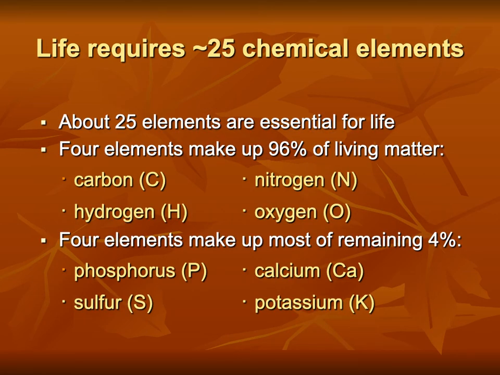Life requires essentially 25 chemical elements. About 25 elements are essential for all of life: carbon, hydrogen, nitrogen, oxygen, phosphorus, sulfur, calcium, and potassium are the ones that make up the most of these. The top four are 96% of all living matter, and the others are 4%.